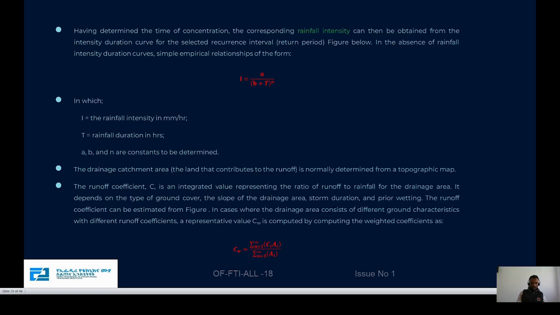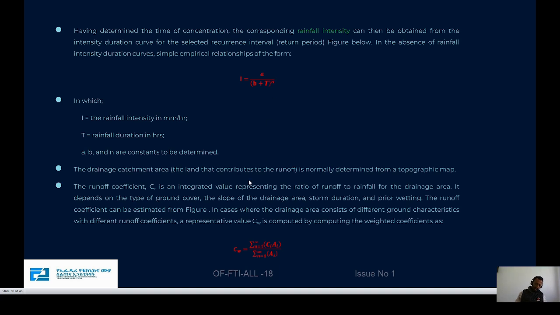And also we'll be calculating the rainfall intensity. This rainfall intensity will be given by A over (B plus T), where T is the rainfall duration to the power of n. A, B, and n are constants that will be determined.